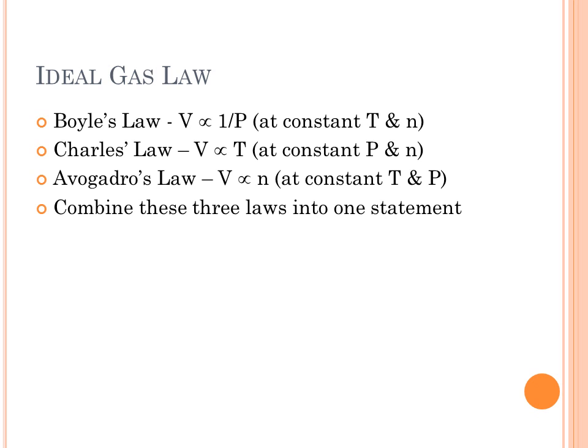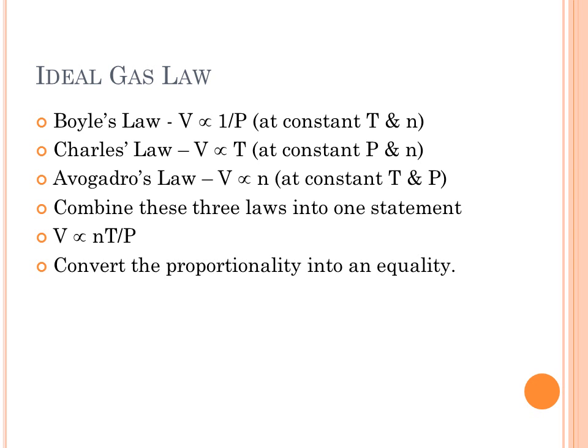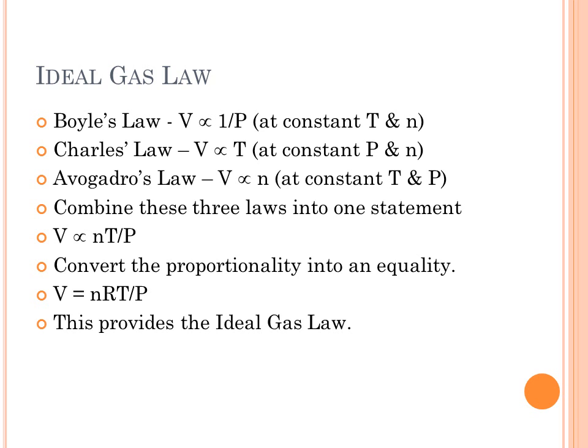If we combine those into one statement, we can say that the volume is proportional to the moles times the temperature divided by the pressure. But that's only a proportionality. We need to put in a constant to make that an equality. So converting that, we say volume is equal to nRT over P, where R is that constant of proportionality. And that's going to give us what we call the ideal gas law. If we rearrange it into its more familiar form, we say PV equals nRT.